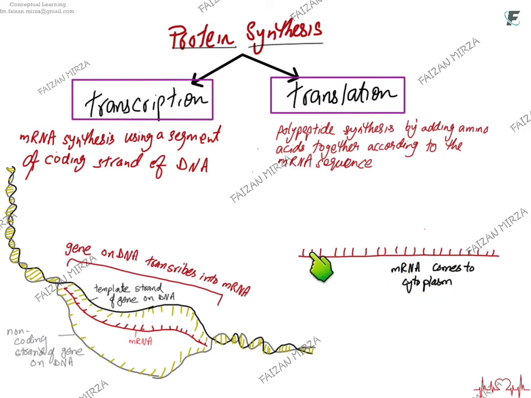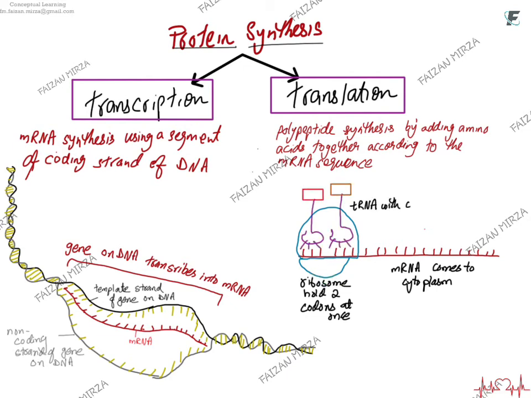What happens in translation? Once the mRNA is there in the cytoplasm, it is held by the ribosome. The ribosome holds two codons at once together, and then tRNA comes. tRNA are the transfer RNA. Transfer RNA brings amino acid with them.